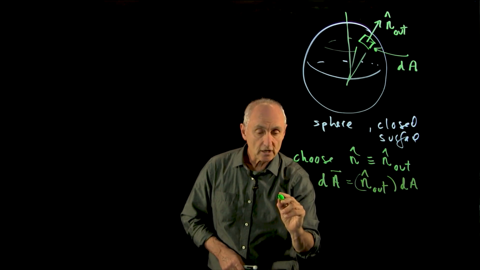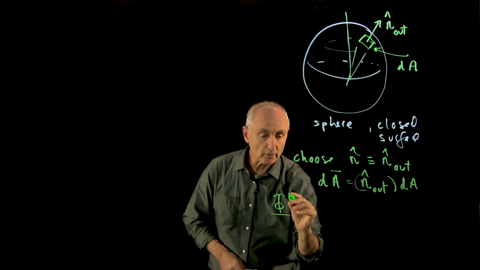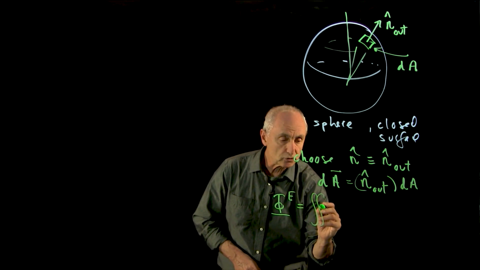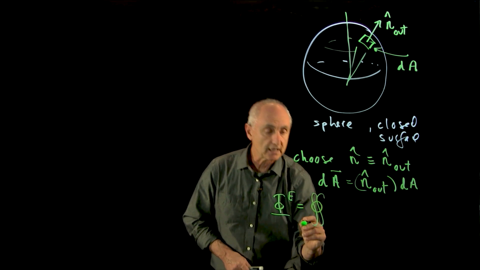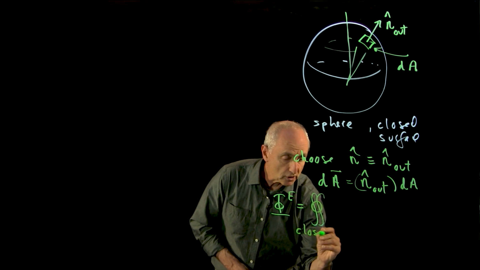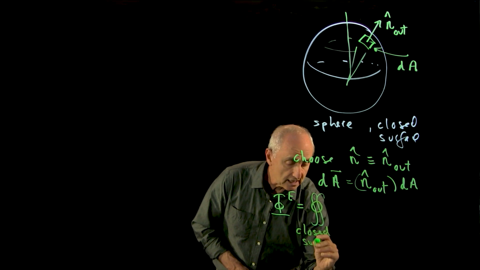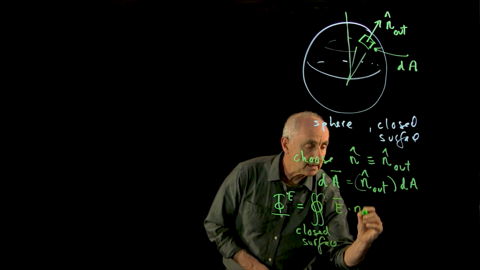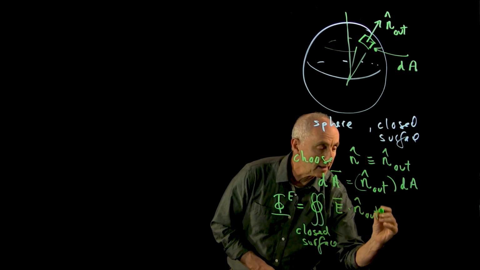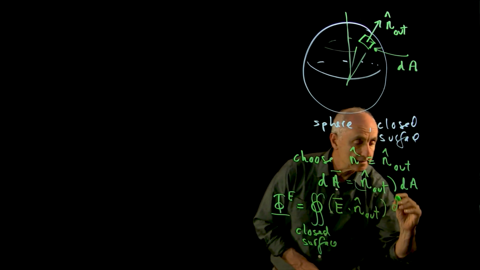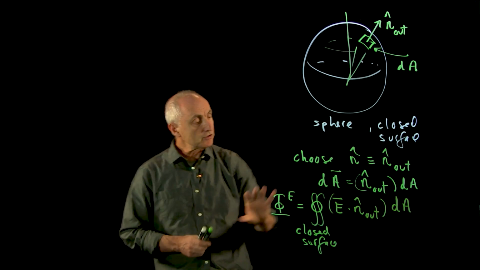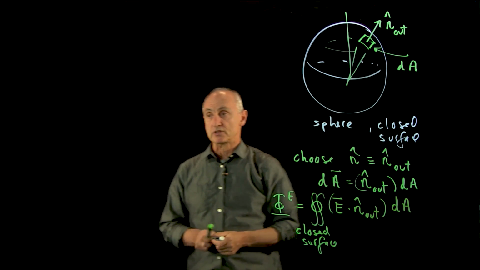And so symbolically, when we want to write the flux through a closed surface, sometimes people will draw a circle here to indicate closed surface. We can put a little text here to indicate that it's a closed surface, and it's E dot n hat out times dA. And that's our definition for flux through a closed surface.